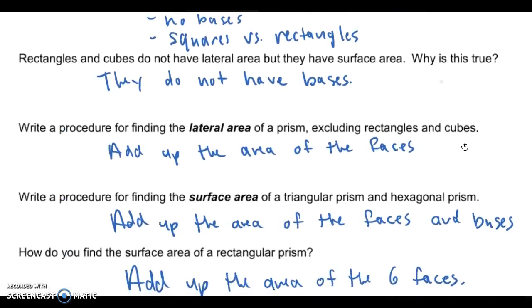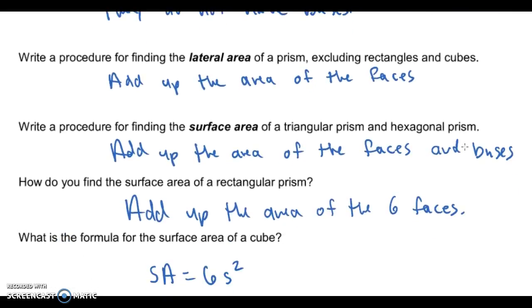Now, we're not worried about formulas so much in this section. It's more about process and procedure. How do we do this? We're looking at the lateral area: we're looking to add up the area of all the faces that are not the base. In a rectangular prism, there is no such thing as lateral area. Surface area is your lateral area plus the area of your bases. So it's everything we did before. It's the area of everything, all the faces.